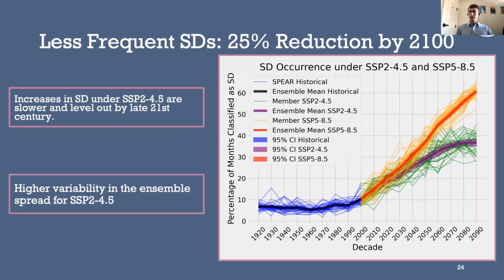We see that divergence from the higher emission scenario, where it tapers off towards the end of the century. It's consistent with how they're modeling changes in carbon concentrations. We also see here a slight increase in the variability of the lower emission ensemble spread as well.